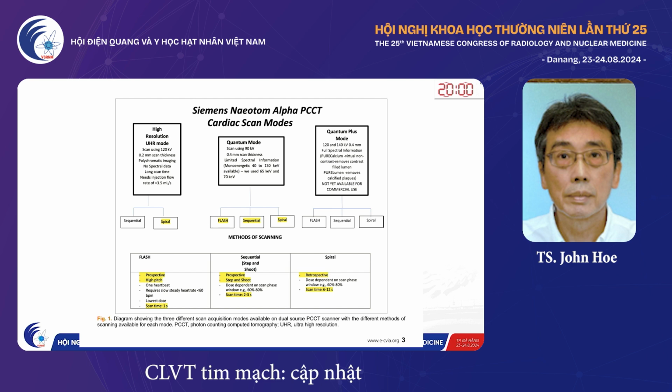With the Siemens, you can do ultra-high resolution scanning mode, 0.2 mm, but you have to scan at 120 kV, and there's only 2 ways. You can do spiral, retrospective scanning, where the scan time is very long, or you can do step and shoot, where the scan time is shorter. With quantum mode using 0.4 mm, you can scan using 90 kV, and you can scan in 3 modes: flash, step and shoot, and retrospective spiral. Quantum Plus mode was not available at the time of this study.